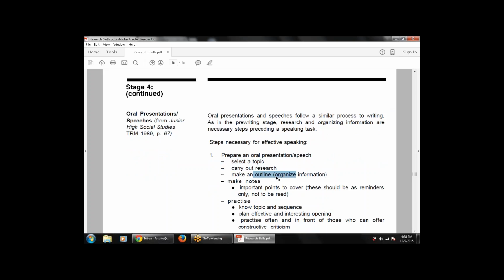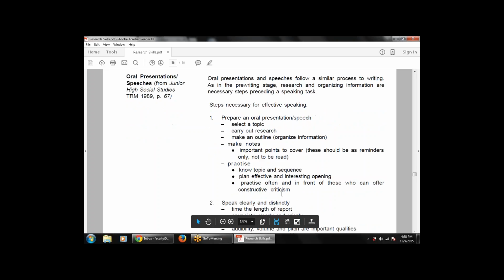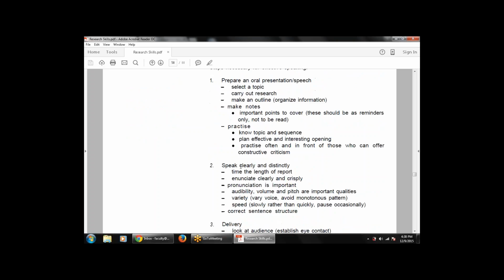Outline means an overview of the topic that you are going to teach. Then make the notes, the important points to cover, that should be a reminder, not something you only read. Then practice, that means you should practice before the mirror for the oral presentation. This is preparing an oral presentation.